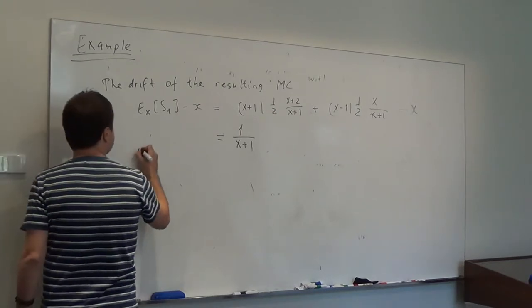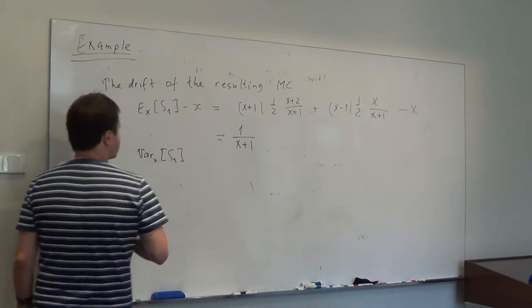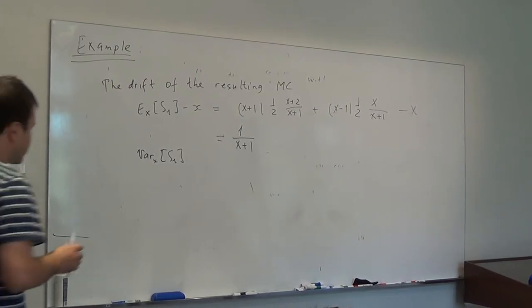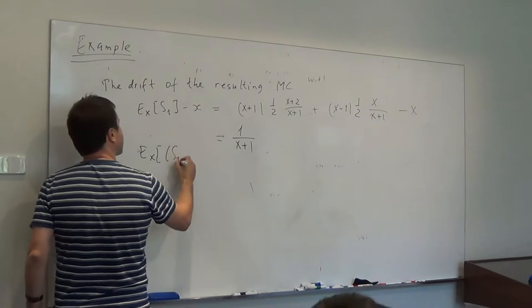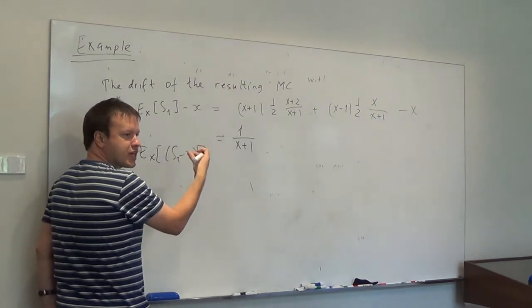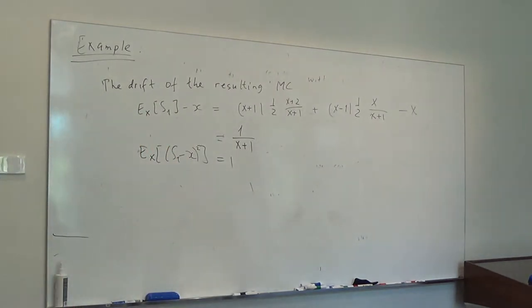Now, the variance is approaching 1, right? Probably not the variance; a better thing to find will be the displacement squared, S1 minus x squared. The displacement is either plus 1 or minus 1, in any case when you square you're going to get 1. So the drift behaves like 1 over x, and the variance behaves like 1.